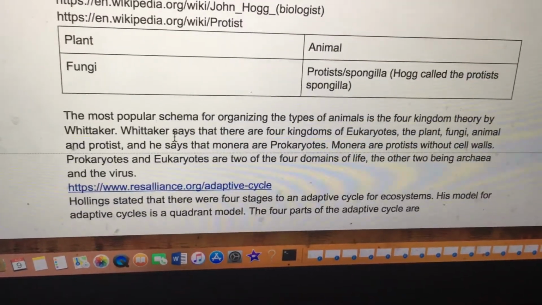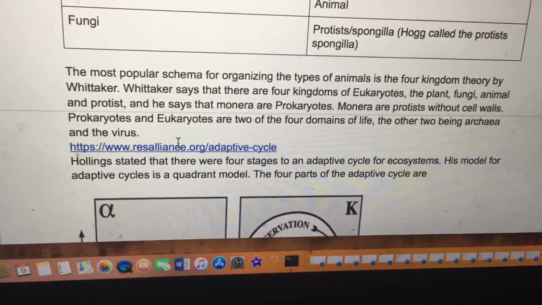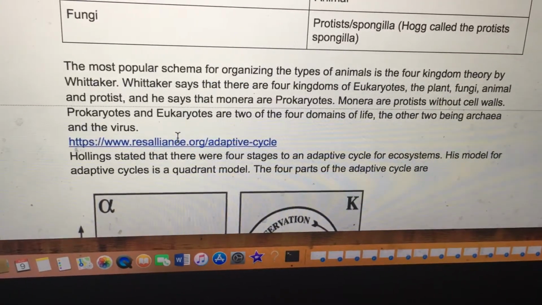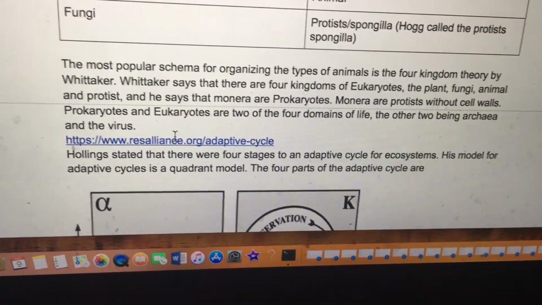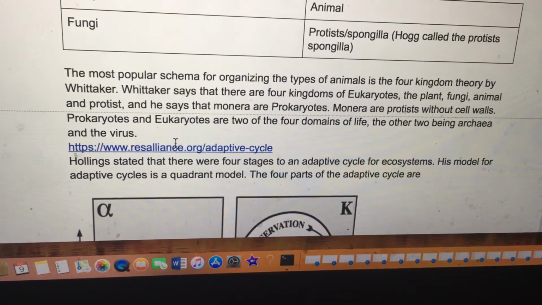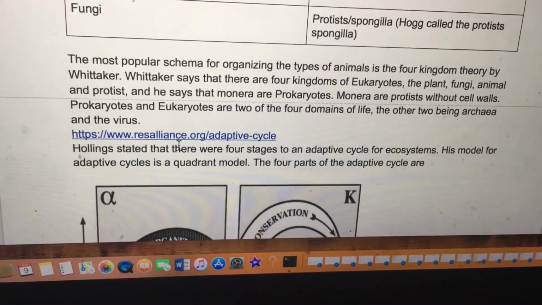The most popular schema for organizing the types of animals is the 4-kingdom theory by Whittaker. Whittaker says that there are 4 kingdoms of eukaryotes: the plant, fungi, animal, and protists. And he says that Monera are prokaryotes. Monera are protists with cell walls. Prokaryotes and eukaryotes are 2 of the 4 domains of life, the other 2 being archaea and the virus.